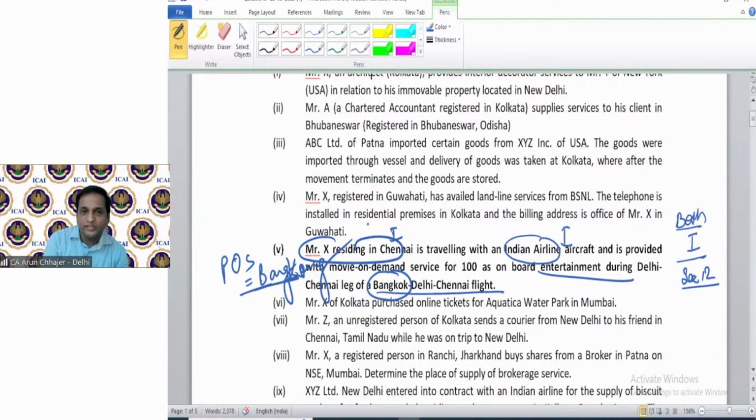In GST, there is a definition in section 2 clause 6 of the IGST Act, which says there are a total of 5 conditions for export of service. And these 5 are cumulative conditions, meaning we have to satisfy all the conditions. Then only my transaction is export. What are the conditions?